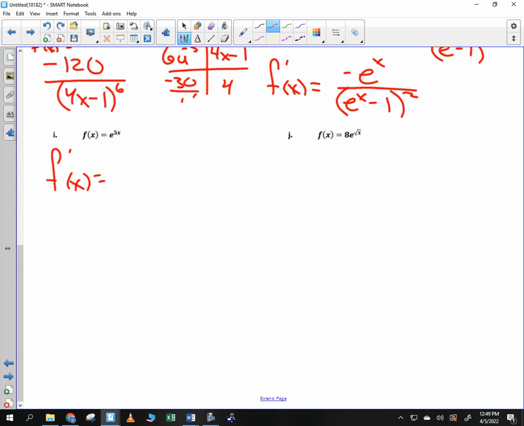Shh. Here we go. Letter I. Derivative of e to the 5x. It's e to the 5x, right? Nope, it's 5e to the 5x. Chain rule, folks. Chain rule. Okay?